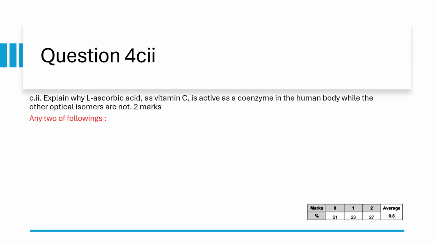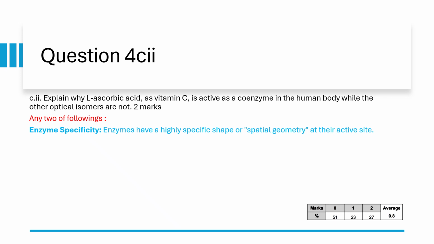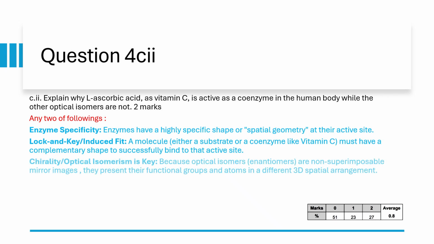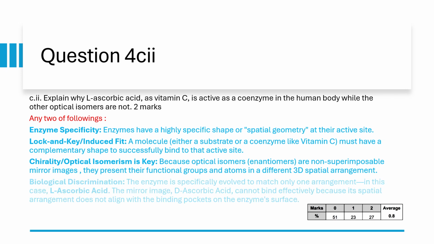Enzyme specificity. Enzymes have a highly specific shape or spatial geometry at their active site. Lock and key, induced fit. A molecule, either a substrate or a coenzyme like vitamin C, must have a complementary shape to successfully bind to that active site. Chirality of optical isomerism is key, because optical isomers, enantiomers, are non-superimposable mirror images. They present their functional groups and atoms in a different 3D spatial arrangement.